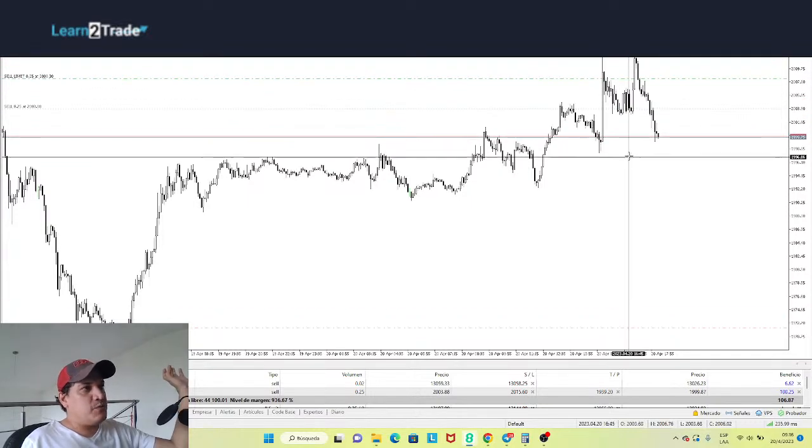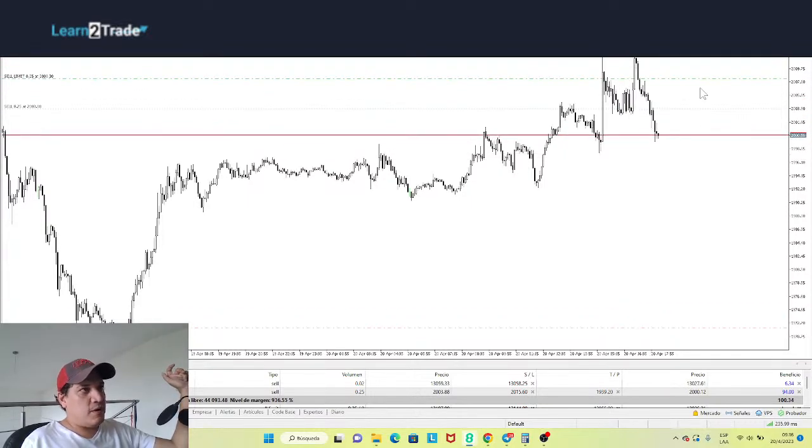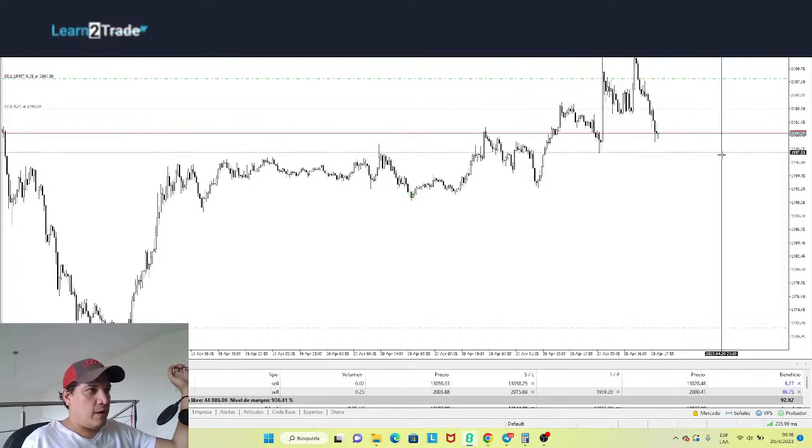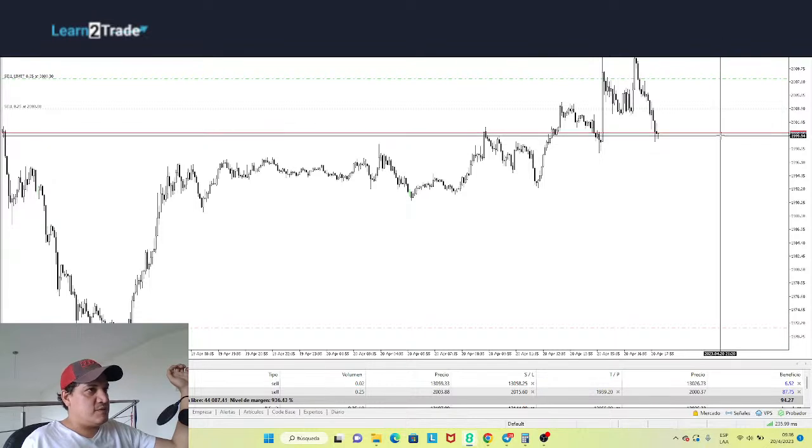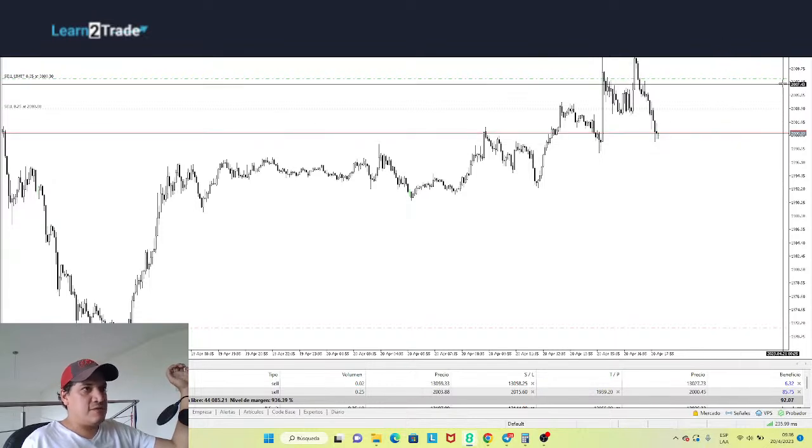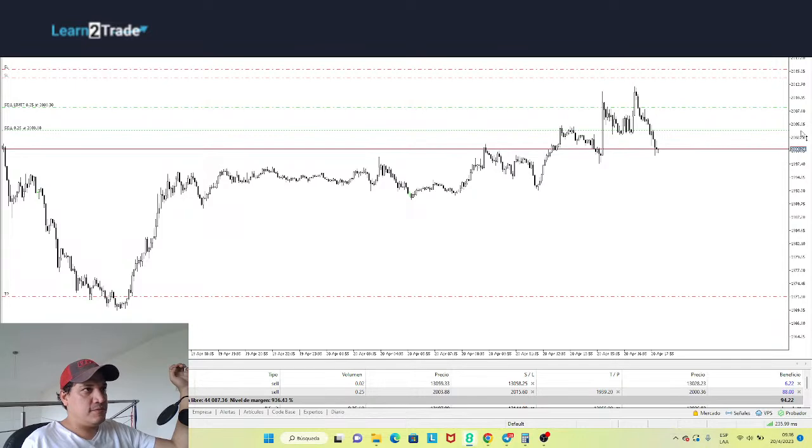Right, if gold breaks these lows, then the probability of us getting filled short here is quite lower, but I'm still looking for that move to the upside for us to get filled short in gold.